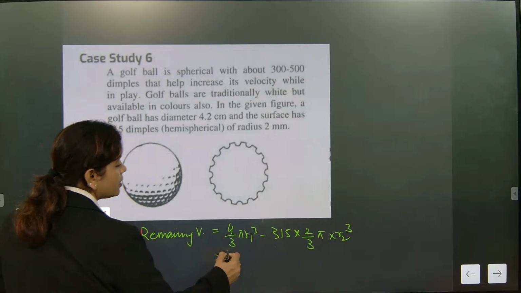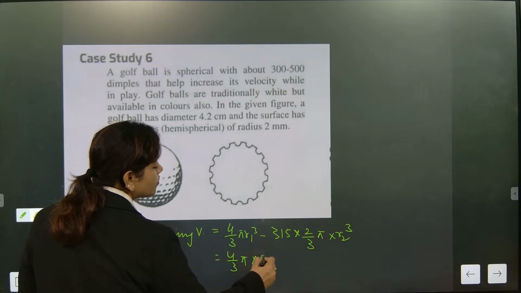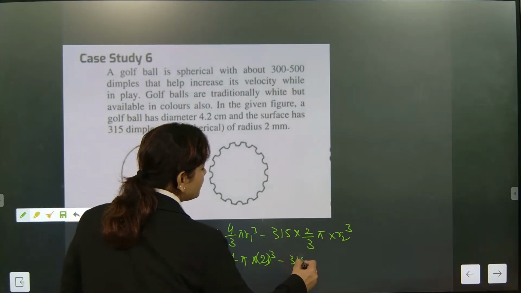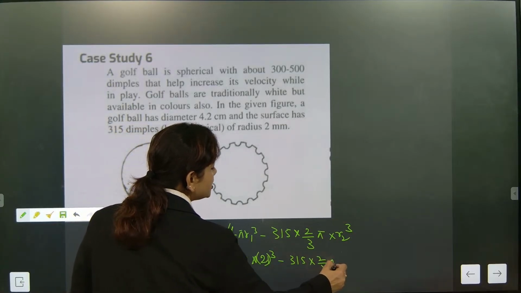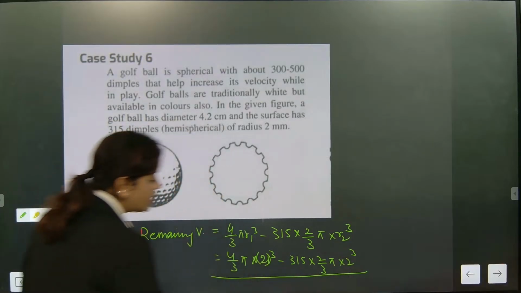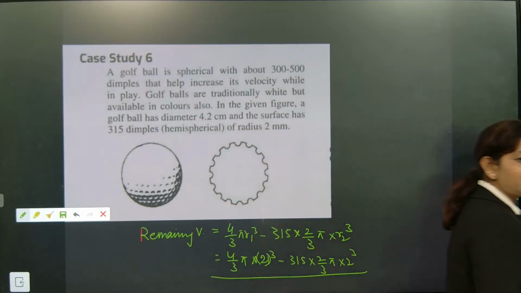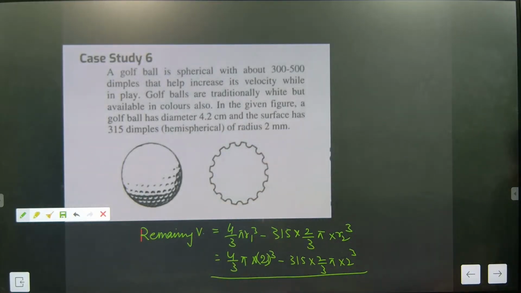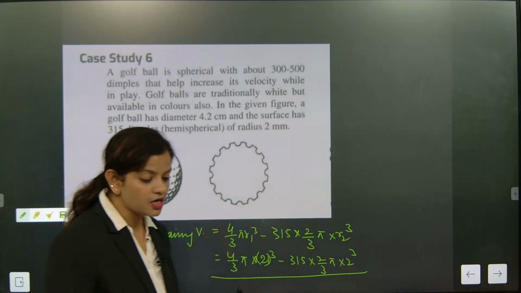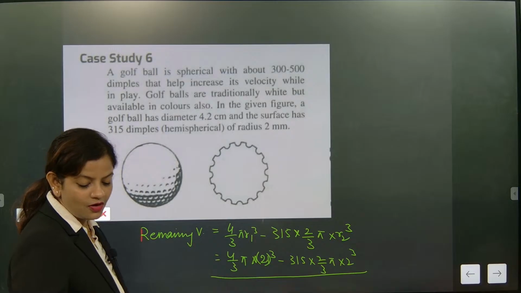So here it will become 4 by 3 pi, r1 is 21, cube, minus 315 into 2 by 3 pi into 2 cube. So if you solve this one, you will get the answer. This is the way to proceed with the questions, please. Understand this one. Case study questions proceed like this only. So once the case study questions come like this, we need to be very well acquainted with the process of solving.